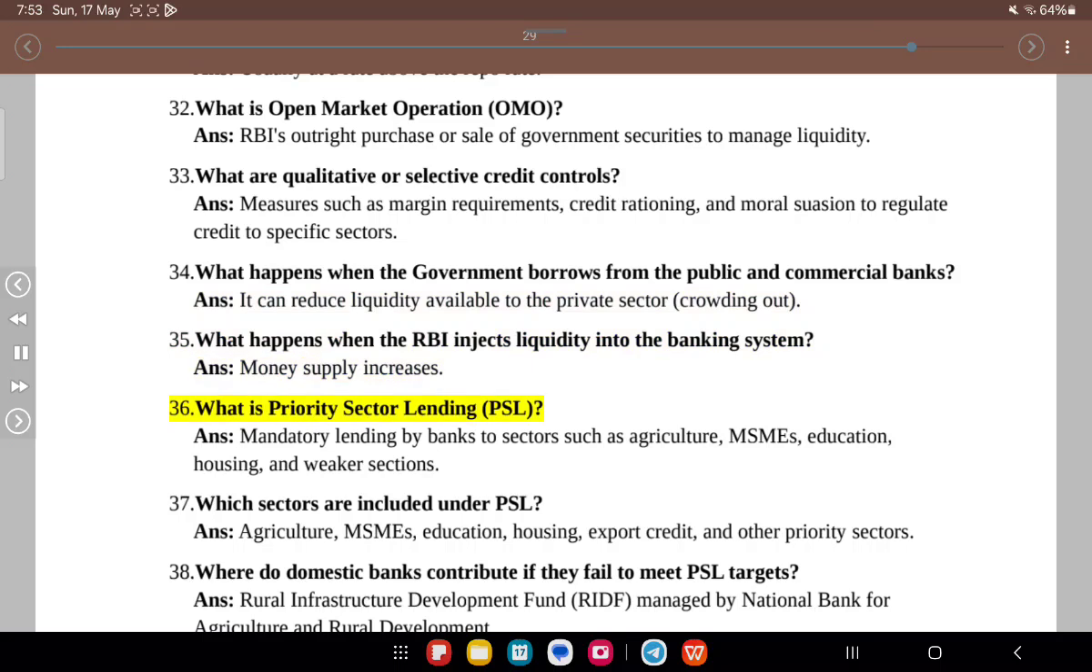36. What is priority sector lending (PSL)? Mandatory lending by banks to sectors such as agriculture, MSMEs, education, housing, and weaker sections. 37. Which sectors are included under PSL? Agriculture, MSMEs, education, housing, export credit, and other priority sectors.